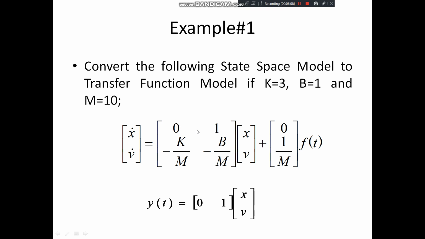Let us have an example. This example is already discussed for a mechanical system. Convert the following state space model to a transfer function model if k is equal to 3, b is equal to 1 and m is equal to 10. This is the state space model of the given system, with the first state variable as x, which is the displacement of the mass, the second state variable as v, which is the velocity of the mass, and f represents the forcing function, that is the input of the system.